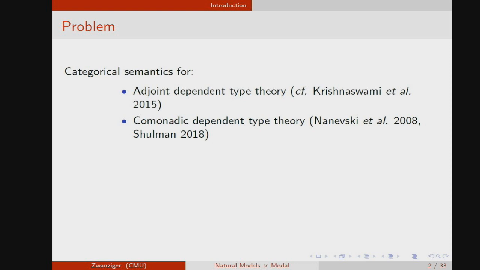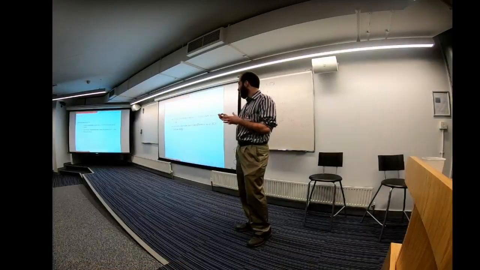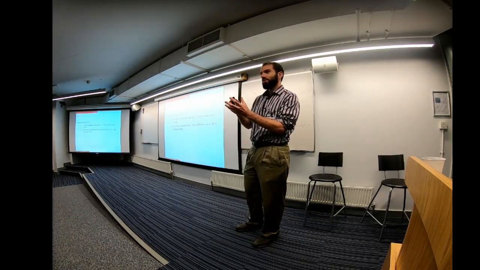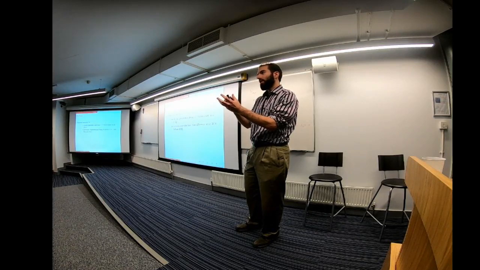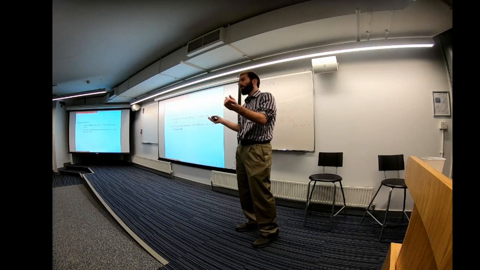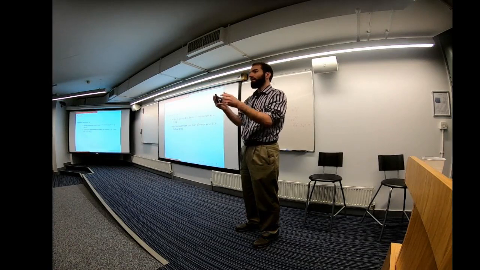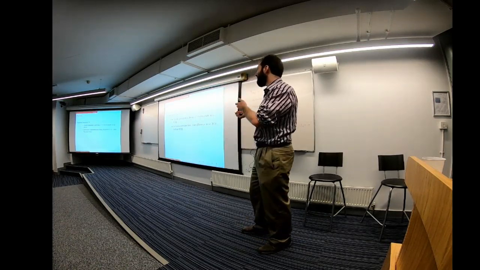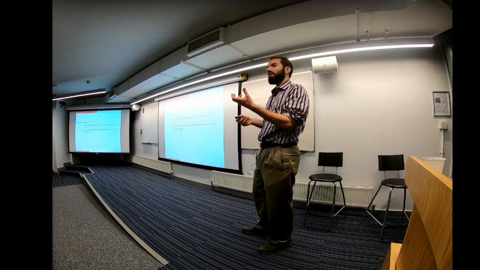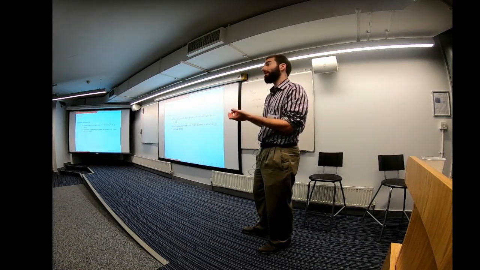and Comonadic dependent type theory. And intuitively, what we're talking about here is, well, in the case of adjoint dependent type theory, instead of having a dependent type theory which is interpreted in one category, you have two kinds of types, and they're interpreted in two different categories, and there are operators that allow you to pass from one category to the other that are adjoint. And then Comonadic dependent type theory is pretty much what it sounds like. It's a dependent type theory where there's a comonadic operator.